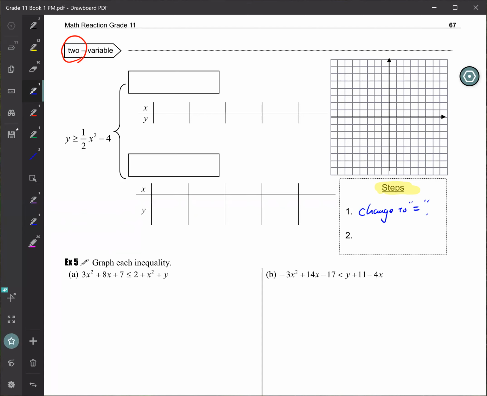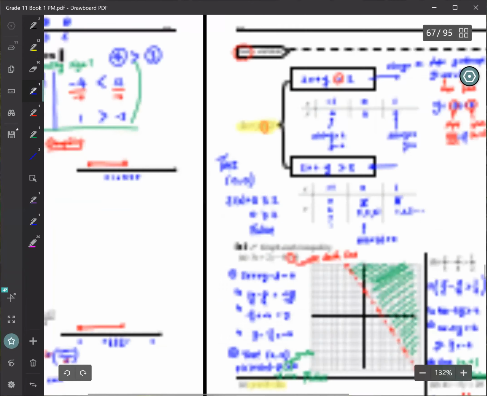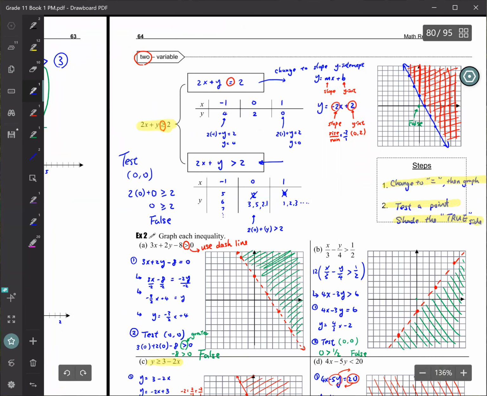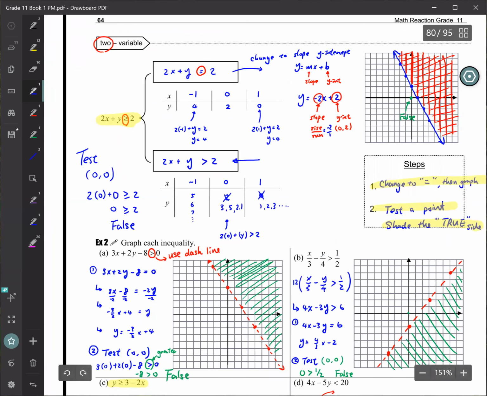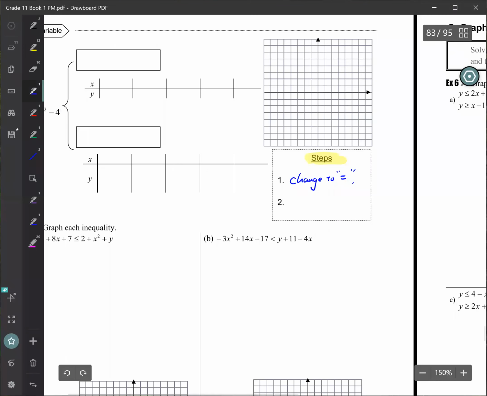I think I didn't write this down then. Okay, let's take a look. Okay, and please write it down. What does it say? Then graph. Yeah, then graph. Okay, you pretend it's equal, or you rewrite it as equal and then graph. All right, so let's write that down. Change to equal, then graph.